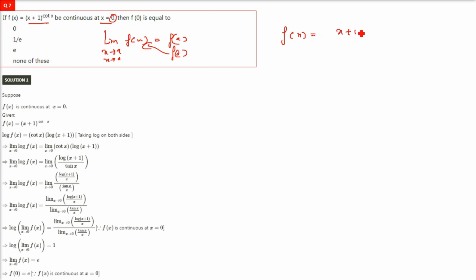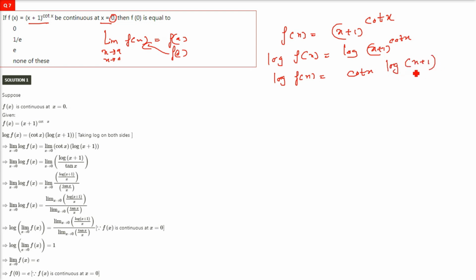f(x) is equal to (x plus 1) raised to the power cot x. So let us take the log. So log f(x) is equal to cot x. When you take the log, the power comes in front. That is, it will be cot x log(x plus 1). So log of (x plus 1) raised to the power cot x will be cot x log(x plus 1). So log f(x) is equal to cot x, then log, then (x plus 1).